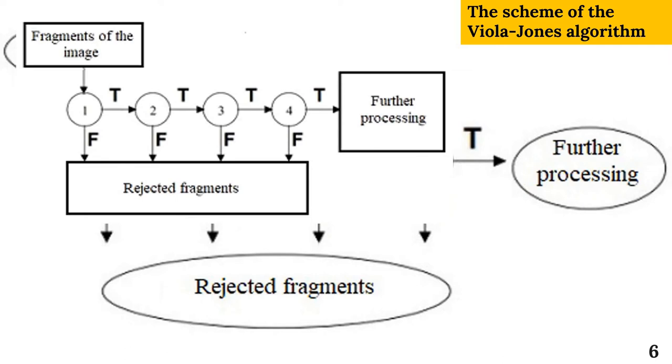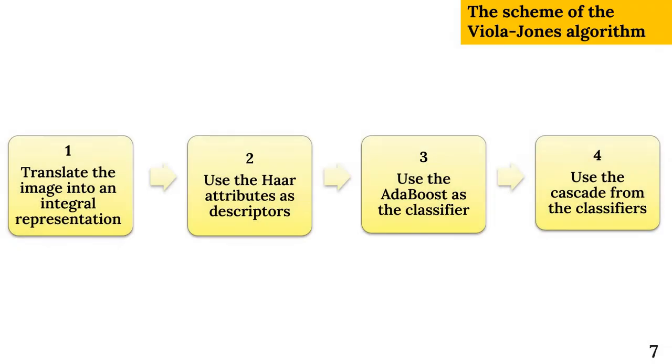The Viola-Jones algorithm can be divided into four main stages. Translate the image into an integral representation. Use the Haar attributes as descriptors. Use AdaBoost as a classifier. Use the cascade of classifiers. Let's consider each of these stages in more detail.